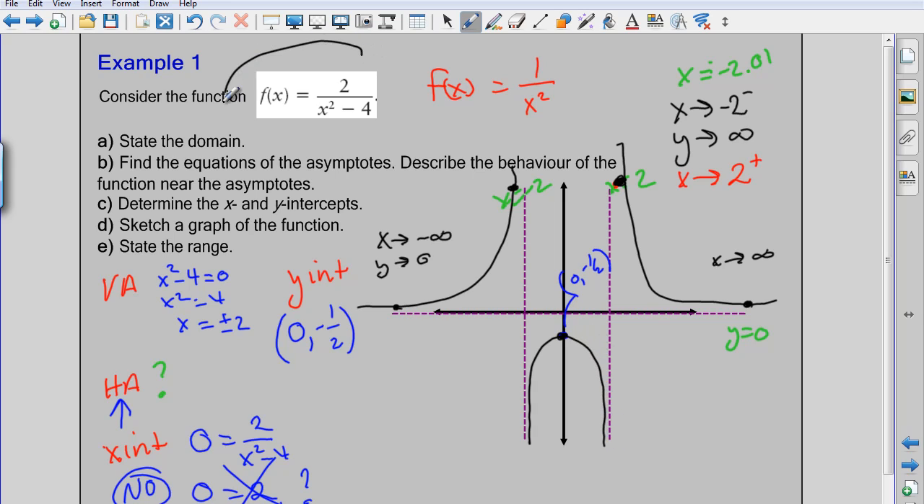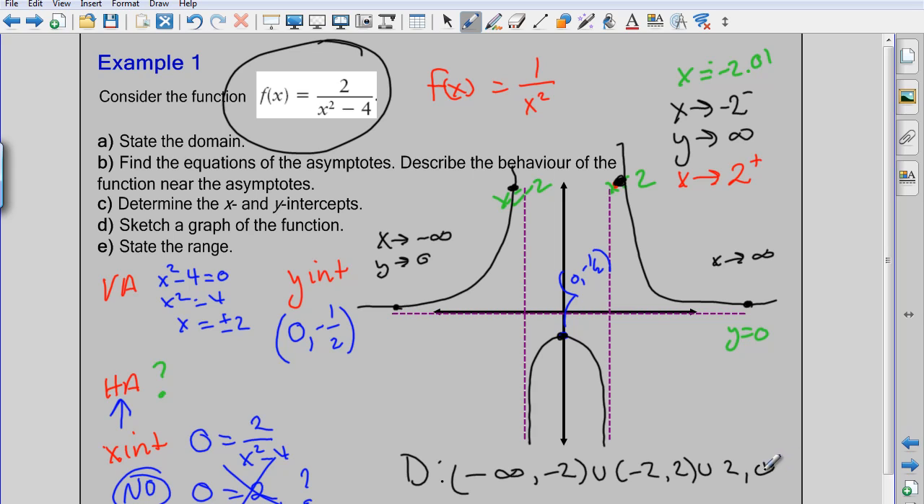And this is the sketch of a reciprocal of a quadratic, 2 over x squared minus 4. Now, the domain is easy enough to find in this. We can state that just based on restrictions. So it runs from negative infinity to negative 2. It runs from negative 2 to positive 2. And it runs from positive 2 to positive infinity. So 3 separate intervals.